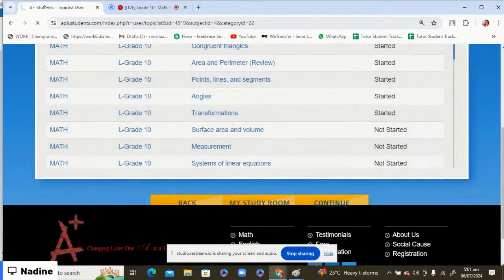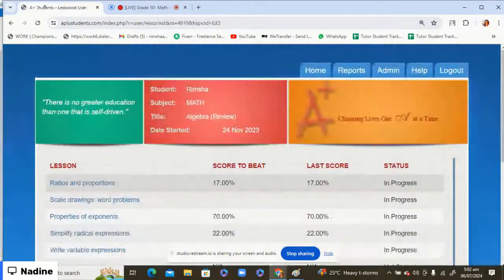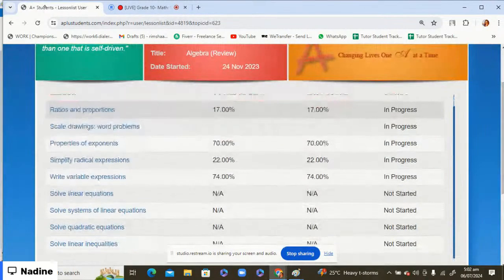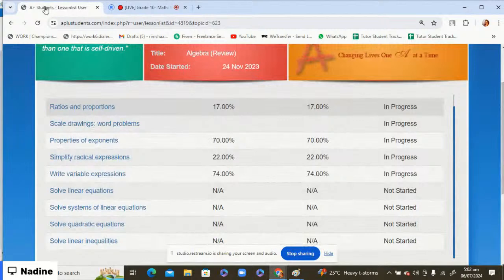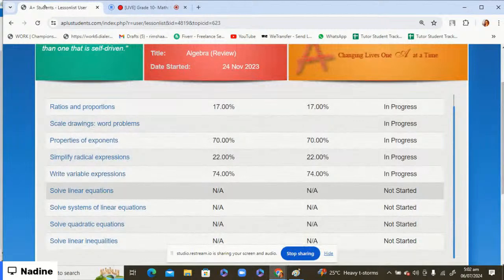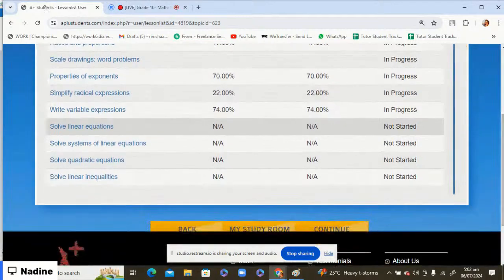and here we already covered. So today we cover solve linear equations.